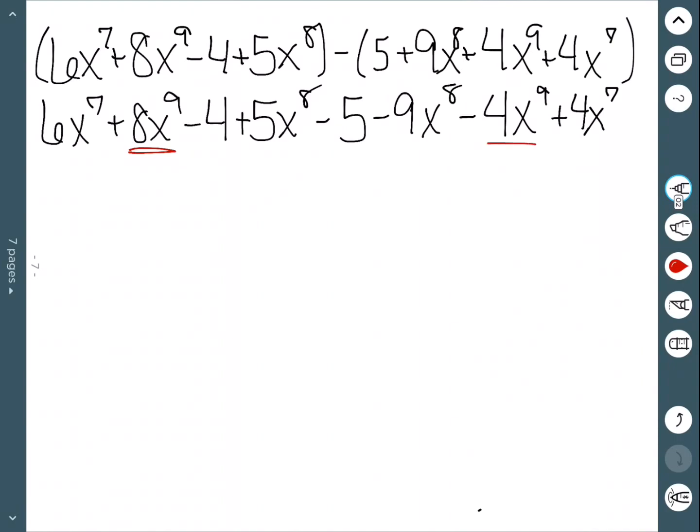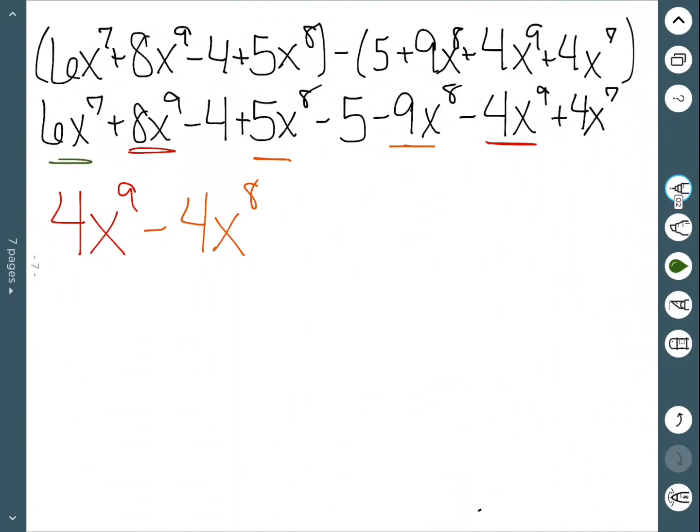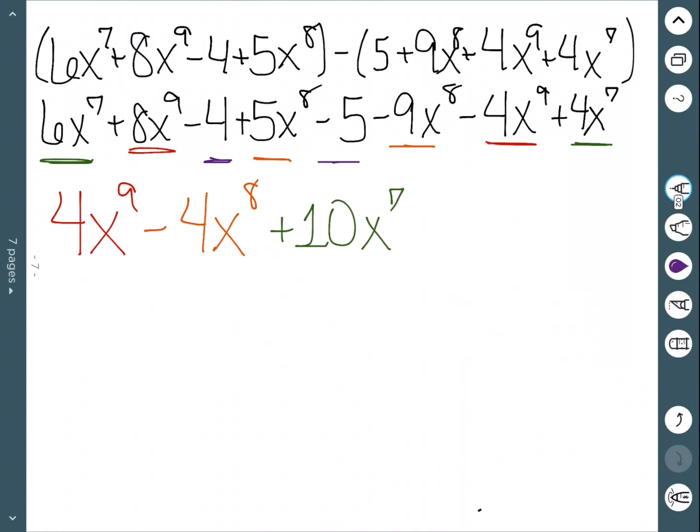For the 9s, I have an 8 and a negative 4. And 8 minus 4 is 4. For the 8s, I have a 5 and a negative 9, so negative 4x to the 8th. For my 7s, I have a 6 and a 4. 6 plus 4 is 10, x to the 7th. And then for my constants, a negative 4 and a negative 5 make negative 9.